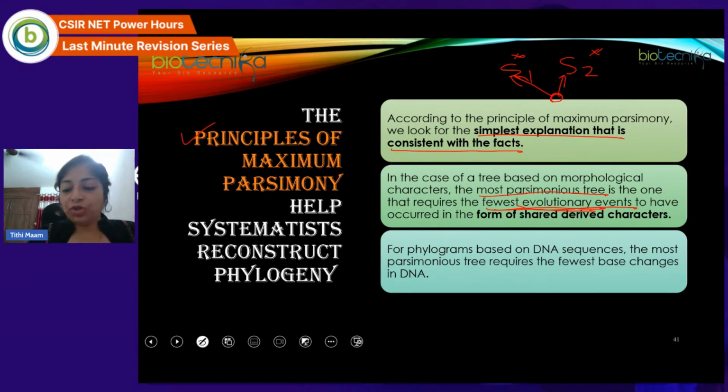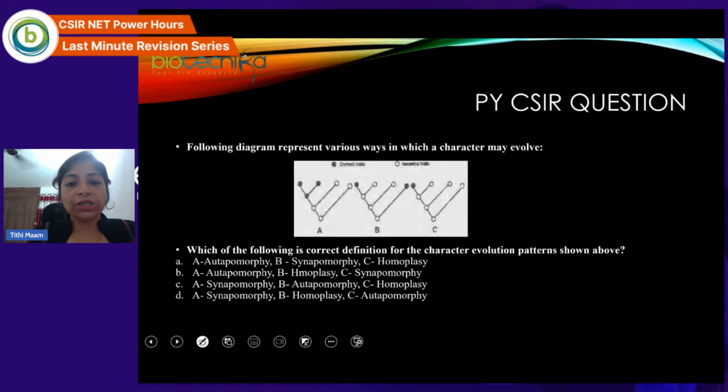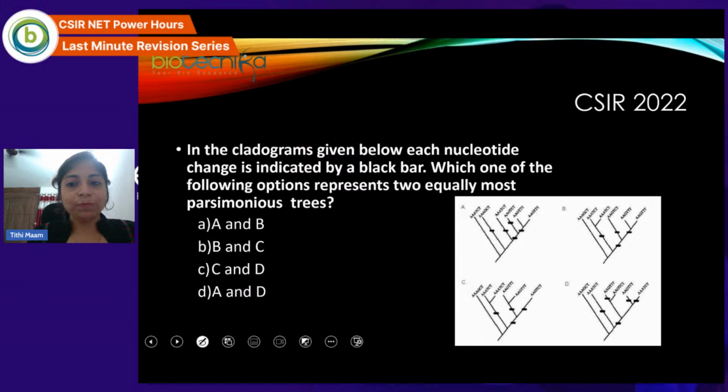Now let me show you a question that was asked in the last exam itself, in 2022. So this is a cladogram. There are 4 cladograms given. Given below, each nucleotide change is indicated by a black bar, so an evolutionary event. What are these black bars showing? They are showing the evolutionary events. Which one of the following options represents 2 equally most parsimonious trees?